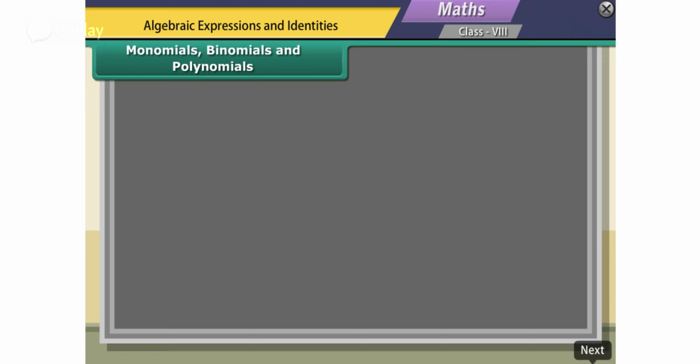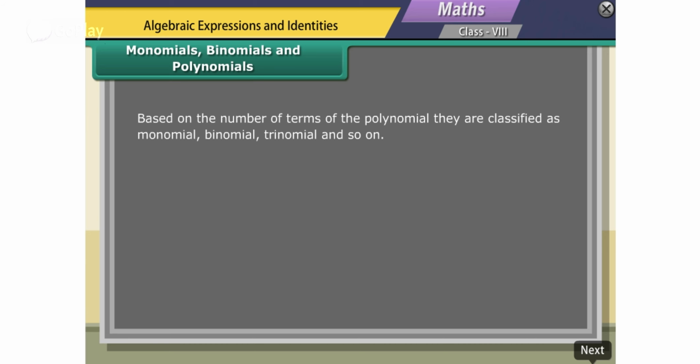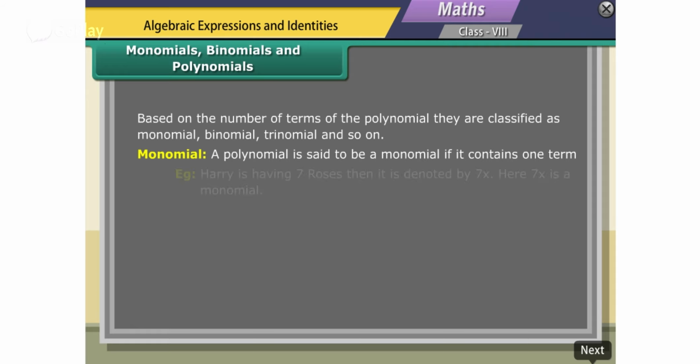Monomials, binomials, and polynomials. Based on the number of terms of the polynomial, they are classified as monomial, binomial, trinomial, and so on. Monomial. A polynomial is said to be a monomial if it contains one term. Example: Harry is having 7 roses, then it is denoted by 7x. Here, 7x is a monomial.